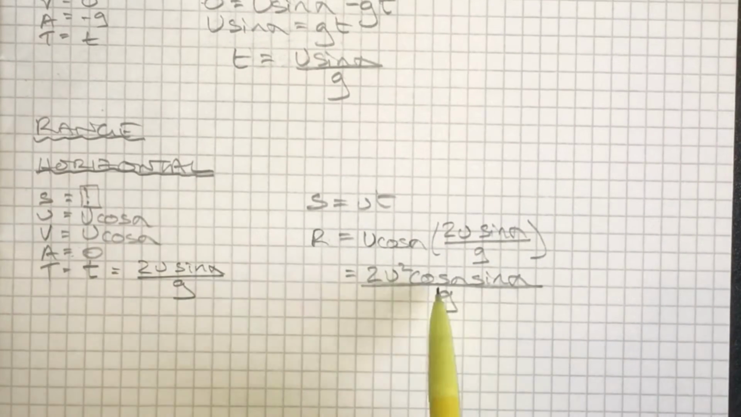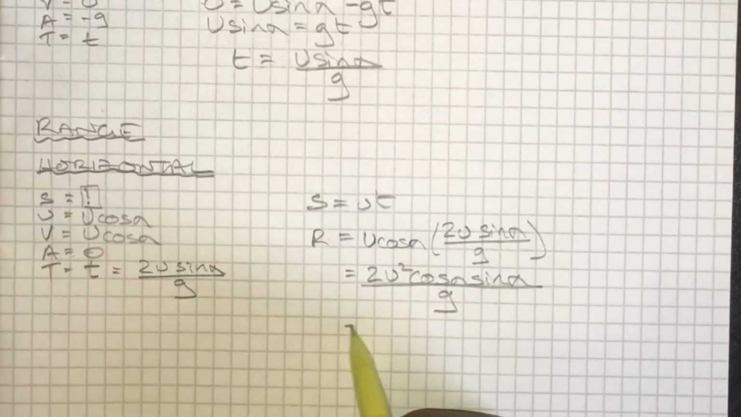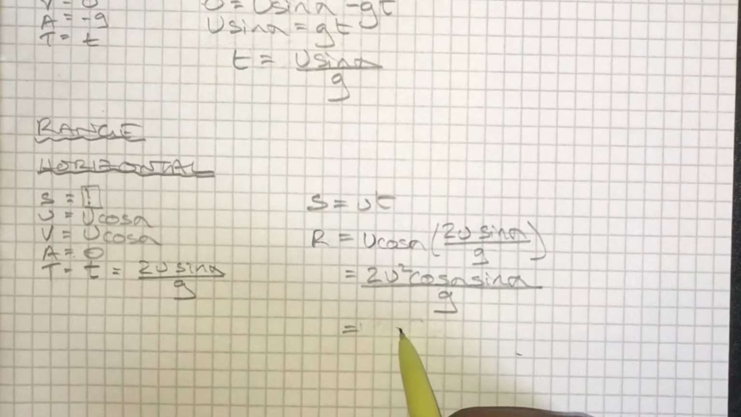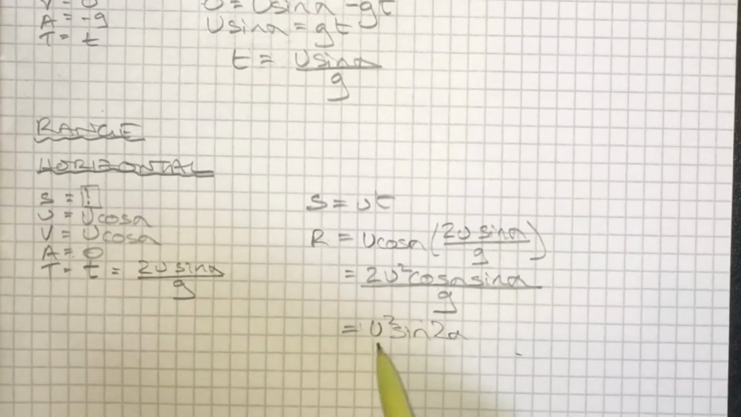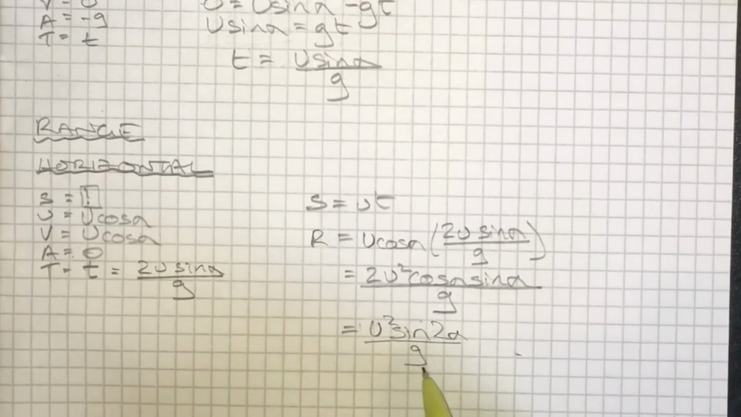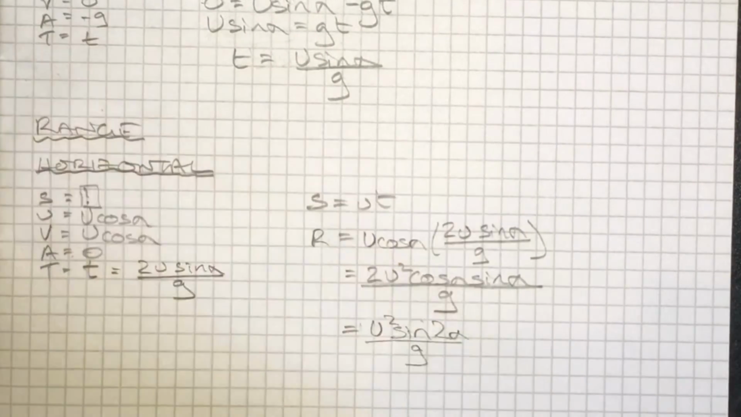And I hope you recognize here, we have a trig expression. We have the double angle formula expression, 2 cosine alpha sine alpha, which is the double angle formula for sine 2 alpha. So we'll rewrite this as sine 2 alpha. So in the numerator, u squared sine 2 alpha, denominator g. And this is the expression for the range of the projectile.